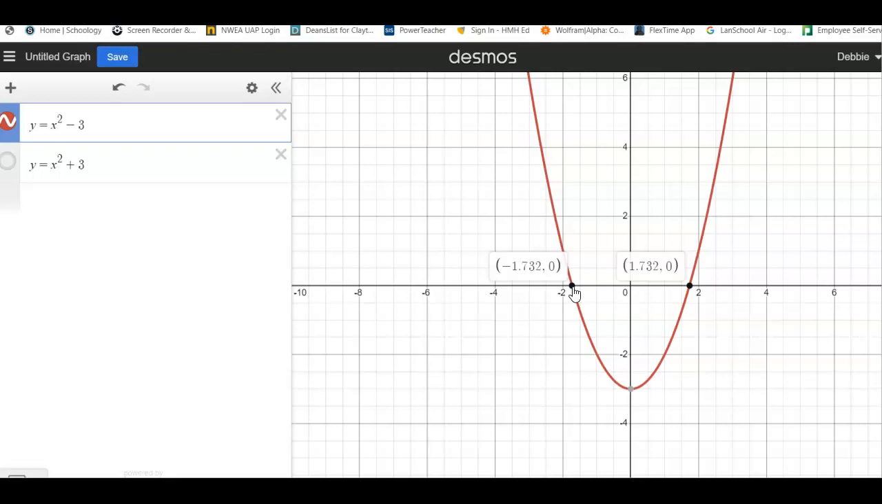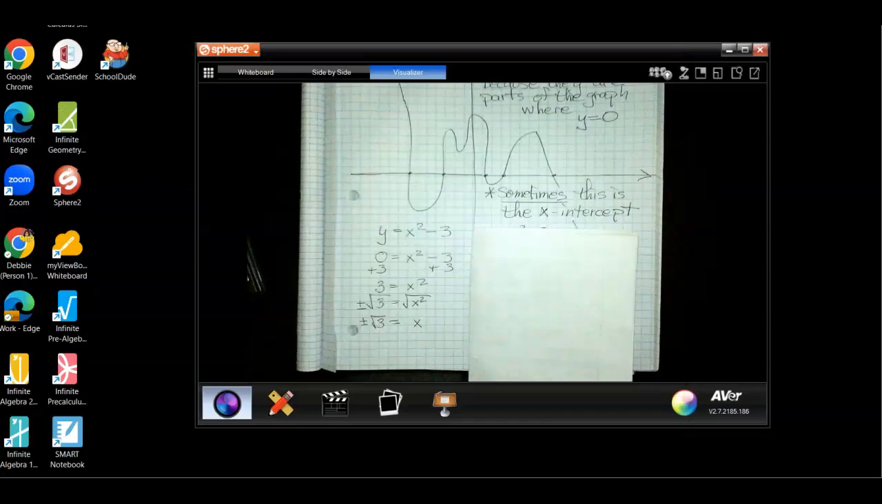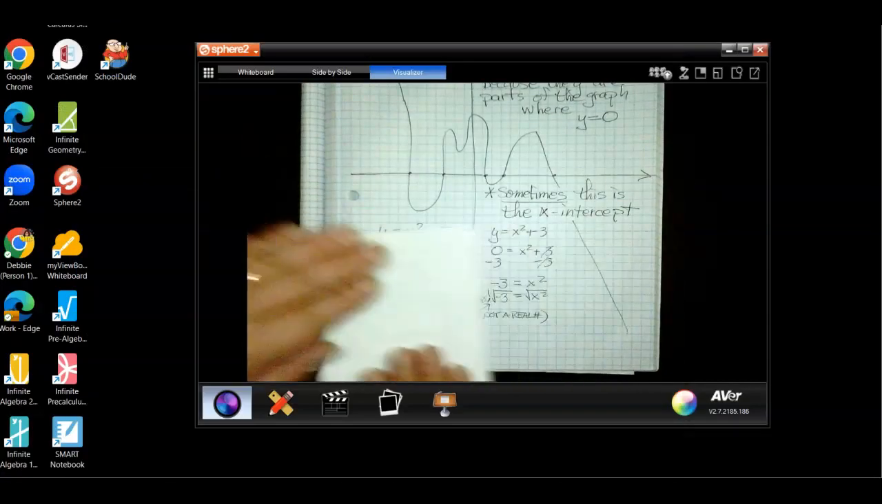So now I'm going to show you why sometimes zeros are the x-intercept, but not always. Let's take a look at this parabola. Do you notice how it floats here above the x-axis? It is never going to touch it or cross it. It has zeros. They're just not real. So let me show you what I mean by that.